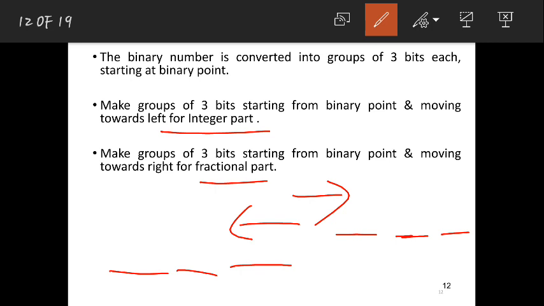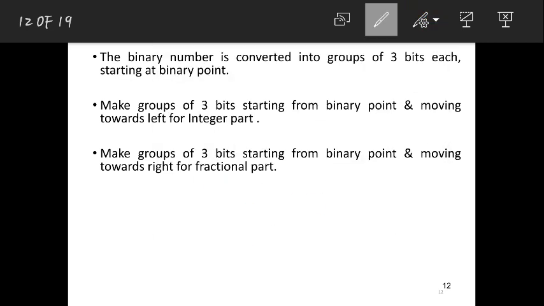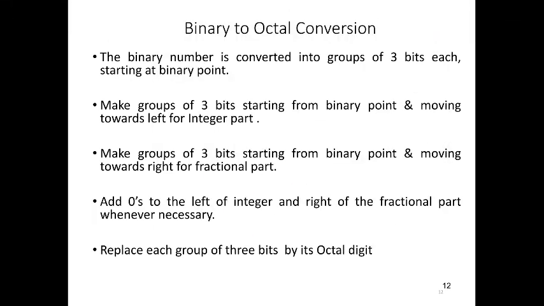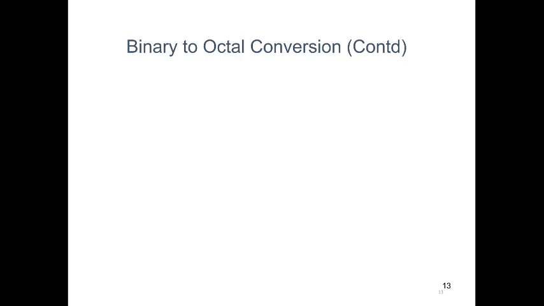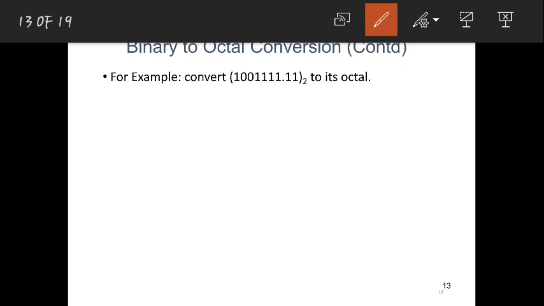And in the end, if you get fewer bits to make a group of 3, that is not sufficient, so add zeros towards your right. Then the last second point is to add zeros to the left of the integer part and to the right of the fractional part whenever necessary, as I said. Next, replace each group of 3 bits by its octal digit. Is that fine? Now, one example he has taken. So before seeing the answer, we will try to solve it.